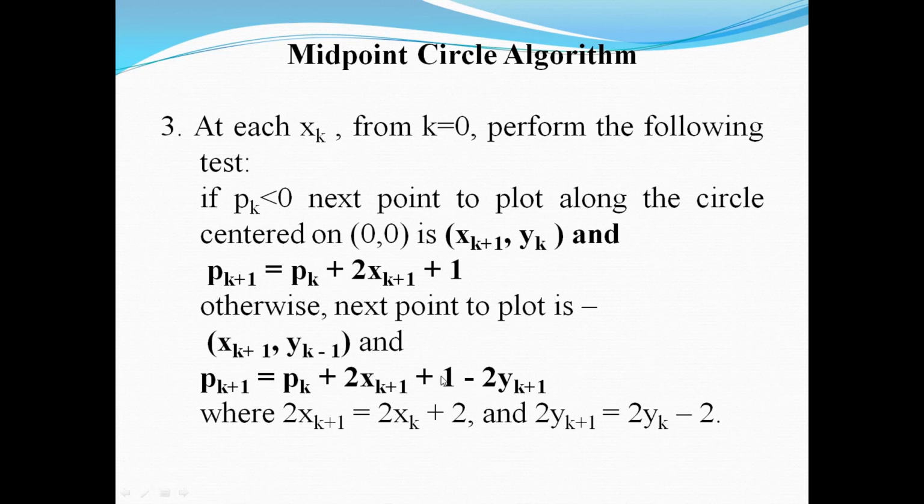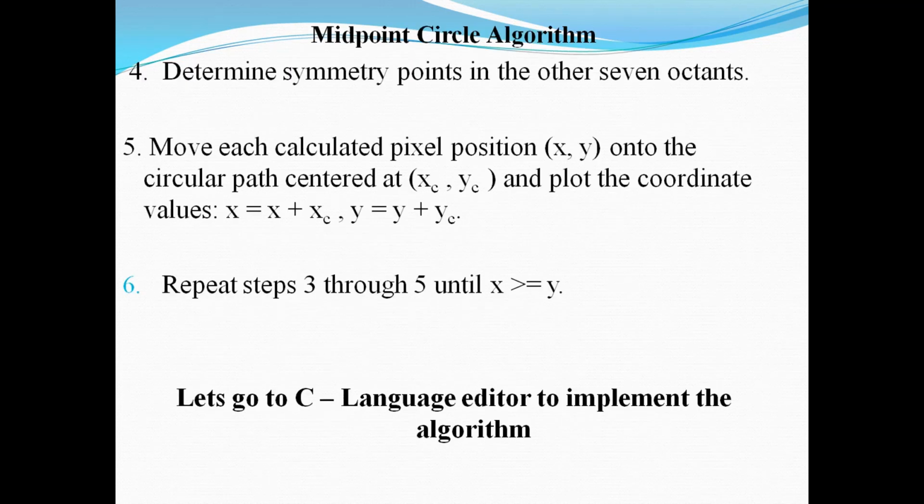So this is the very important step in the entire algorithm, where we calculate the value of the decision parameter, and based on the value of the decision parameter, the next pixel to be plotted is decided. Step 4 says determine symmetry points in the other 7 octants. That is the property of circle which we have seen earlier in the slides, that is symmetry of circle. Step 4 uses this property to determine the symmetry points in the remaining 7 octants.